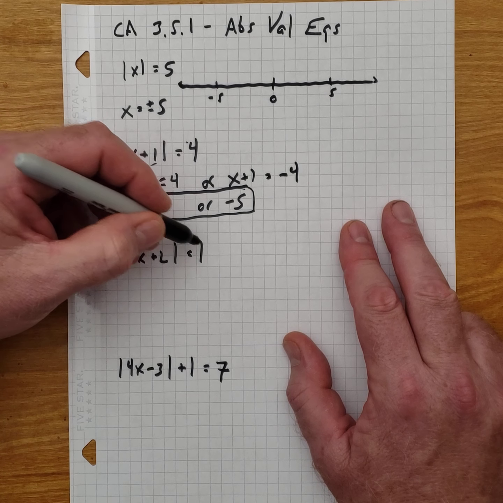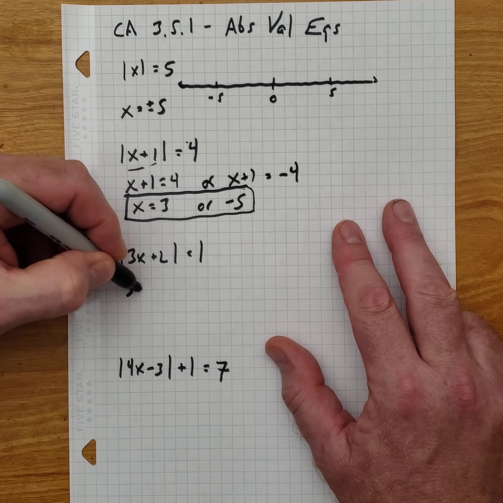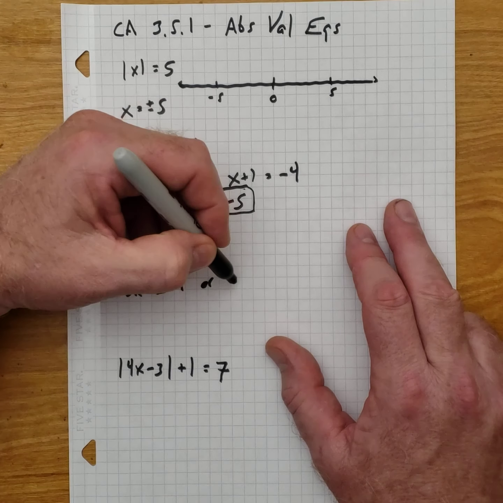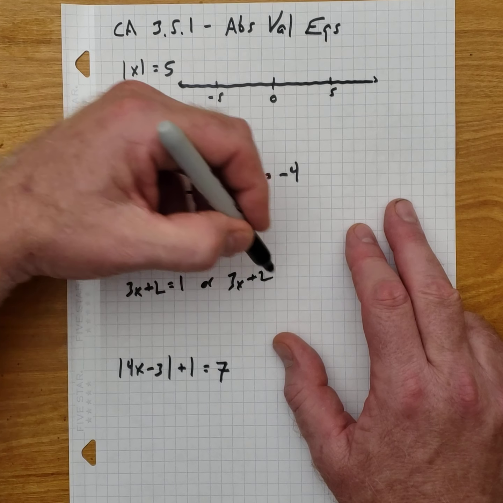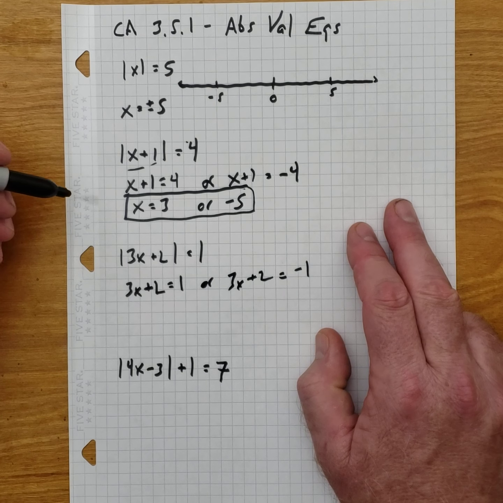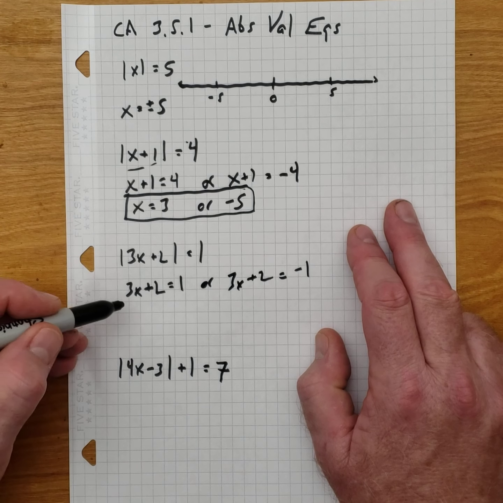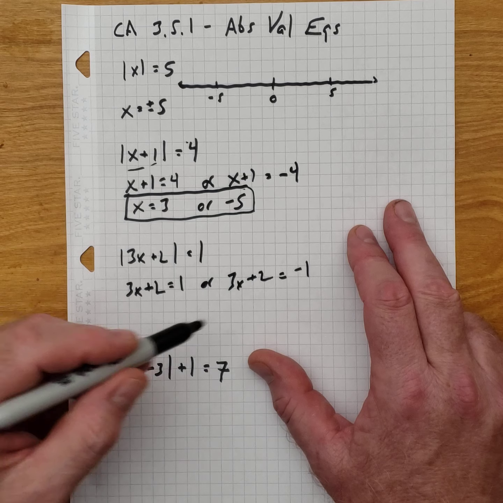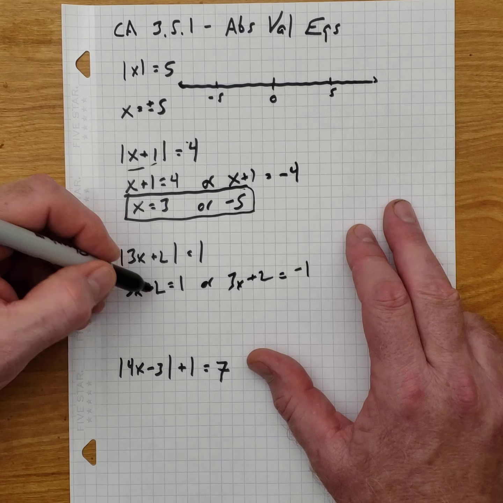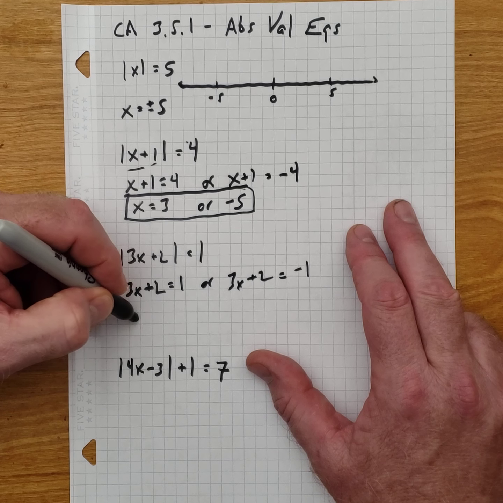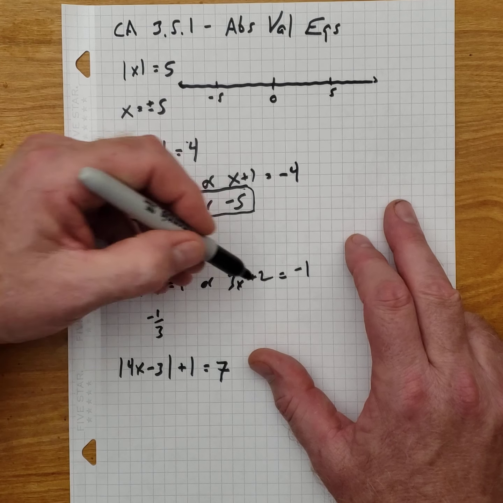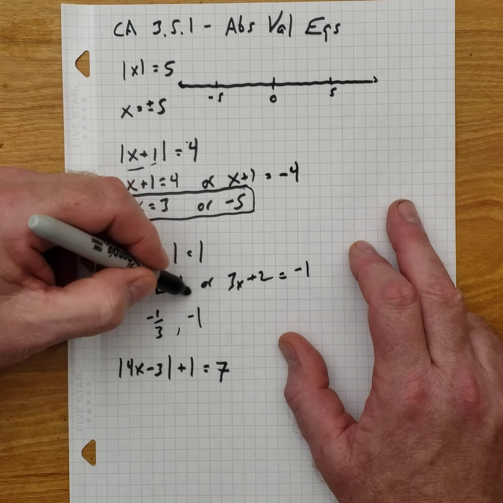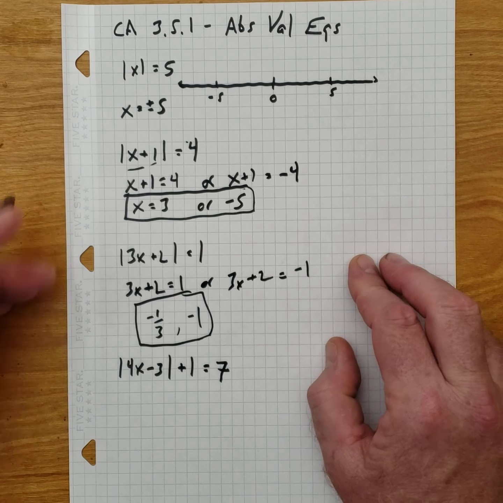Absolute value of something is equal to a number, which means that thing, the 3x plus 2 in this case, is equal to either the positive version of that number or 3x plus 2 is equal to the negative version of that number. Notice this thing doesn't change. It's 3x plus 2, 3x plus 2. It's only the number on the right-hand side that we get positive in one equation, negative in the other. And then we solve. Subtract 2 from both sides, we'll get -1, and then divide by 3. We'll get -1/3 there. And here we'll subtract 2 and get -3. Divided by 3 is -1. So our two solutions are -1/3 and -1.